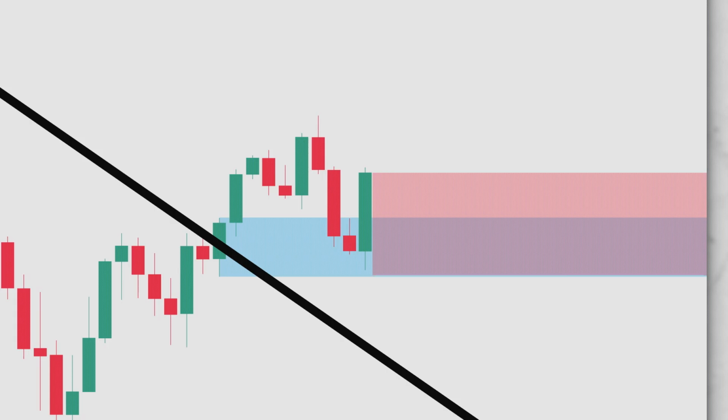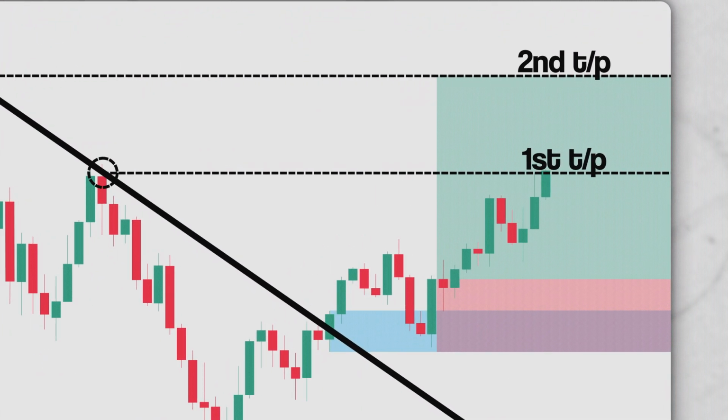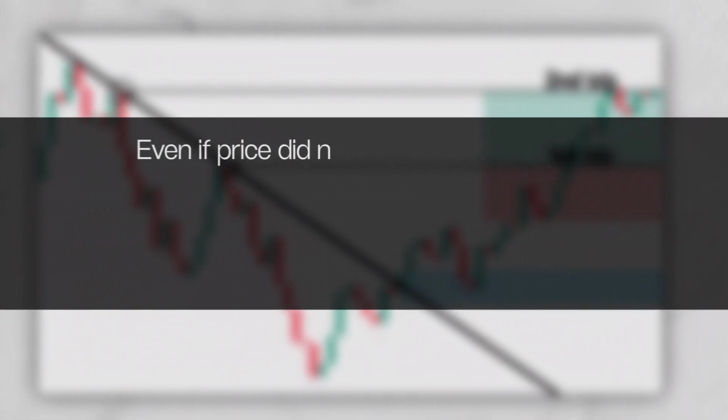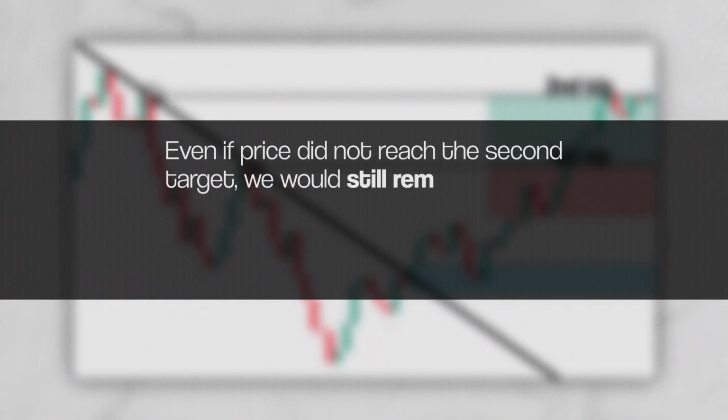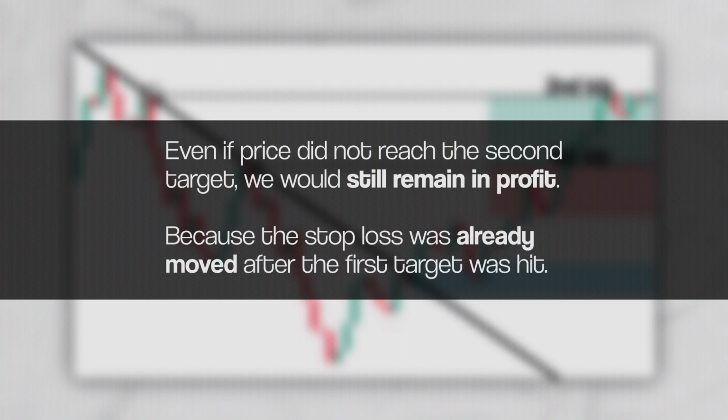The stop loss is placed at the lower boundary of the retest zone. For the take profit, I use the 2 nearest swing highs. I close half of the position at the first swing high and the second half at the next swing high. Once price reaches the first take profit, I move the stop loss closer, protecting the trade, and then wait for price to reach the second target. As we can see, price eventually reaches the second take profit. Even if price did not reach the second target, we would still remain in profit because the stop loss was already moved after the first target was hit.